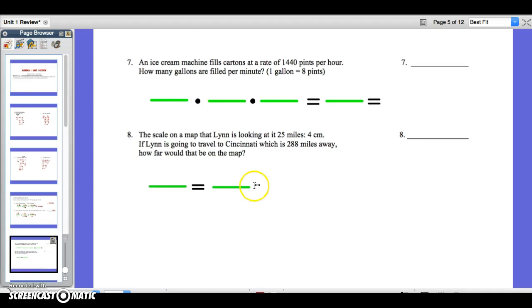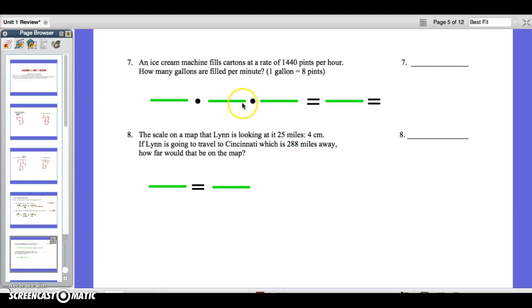We have a couple more conversion ones. So an ice cream machine fills in a carton at a rate of 144. Sorry, I ran and got my calculator. Let's read this again. An ice cream machine fills a carton at a rate of 1,440 pints per hour. How many gallons are filled per minute?